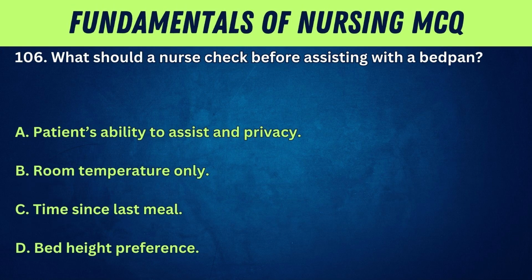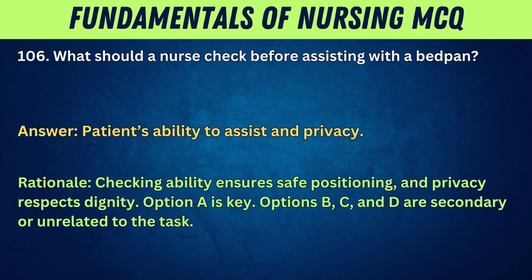106. What should a nurse check before assisting with a bedpan? A. Patient's ability to assist and privacy. B. Room temperature only. C. Time since last meal. D. Bed height preference.